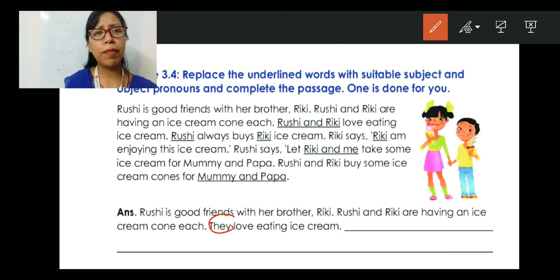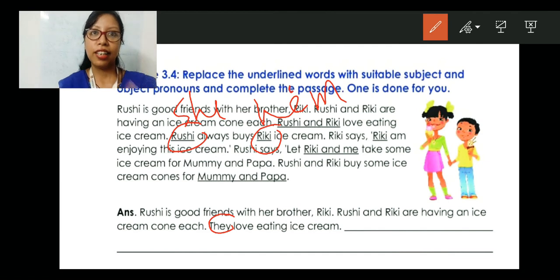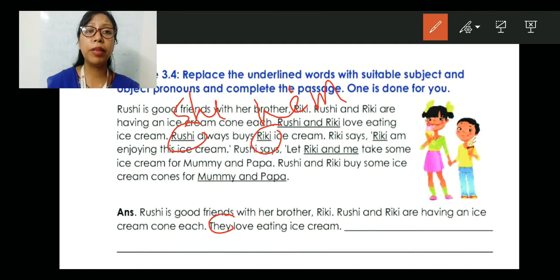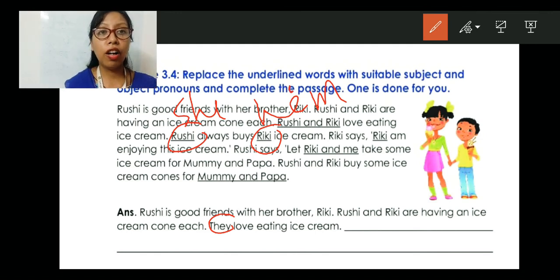Rushi always buys Ricky ice cream. Now Rushi is a girl, so which pronoun will we be using? We will be using here she. She always buys Ricky. Ricky is which pronoun? As he is a boy, it will be he. She always buys, sorry, it will be him, okay? Because he will be receiving the ice cream, right? So it will become him. She always buys him ice cream.